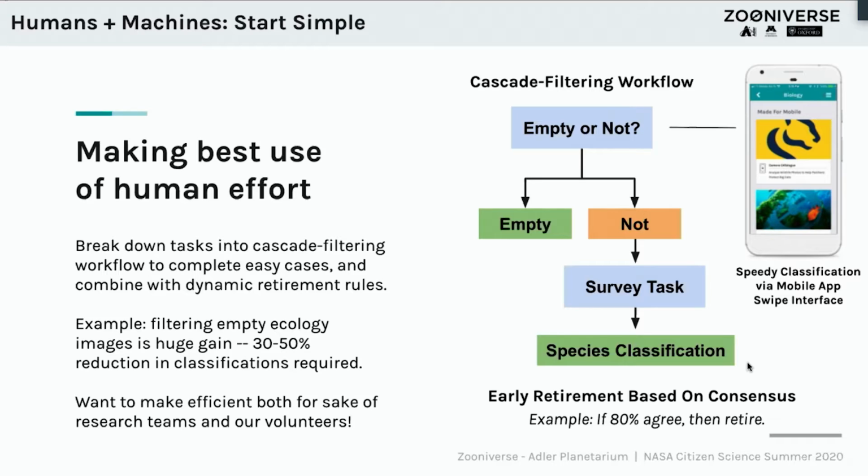Not only are we able to retire some subjects from a workflow very early on, but we'd also like to use some of our computation ability to impose computational retirement rules. The default in the Zooniverse is basically just to show every subject a certain number of times, whether that be 5, 10, or 15 classifications. This is very important for building up consensus.